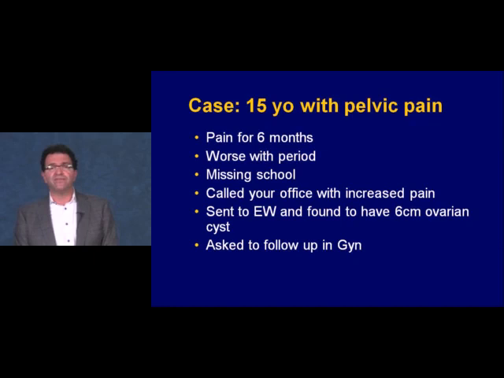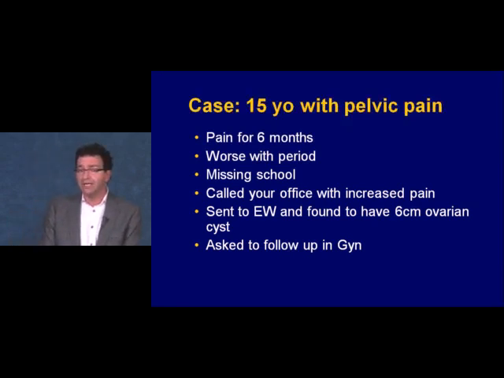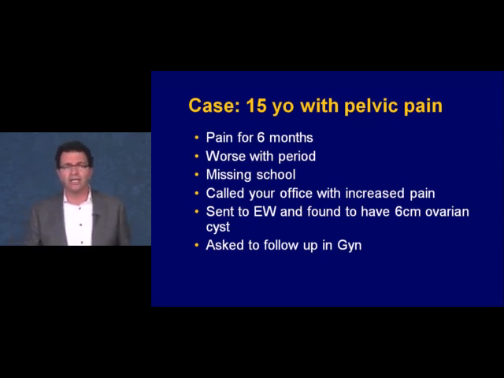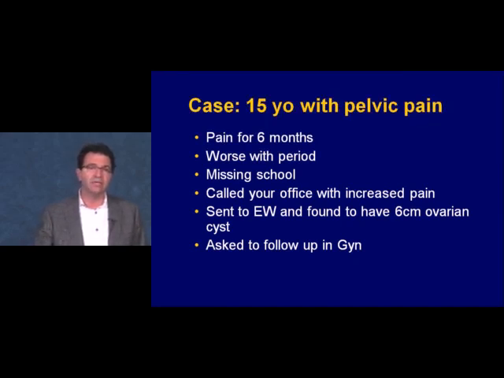Let's say we have a 15-year-old who has pelvic pain. It's pain for 6 months. It's worse with her period. She misses school. She calls your office with increased pain. She goes to the emergency room and she's found to have a 6-centimeter ovarian cyst. And you ask that she follow up with gynecology. What's going on here? She's had chronic pain, and now she has increased pain, and she has a 6-centimeter cyst.